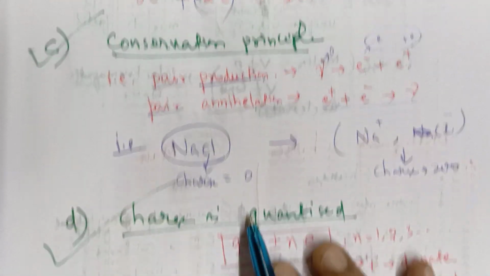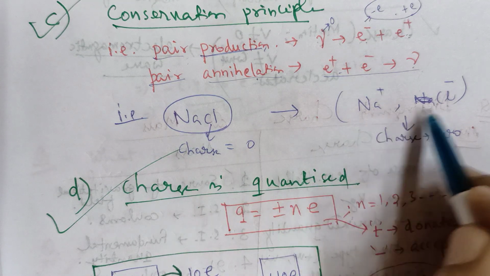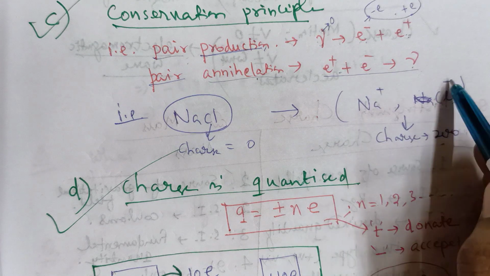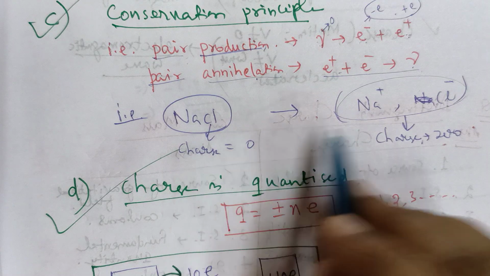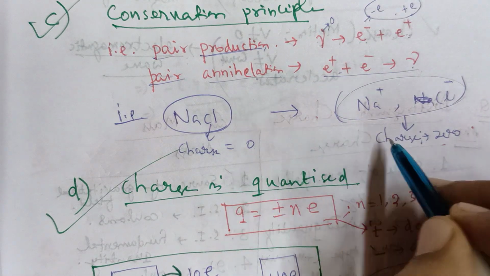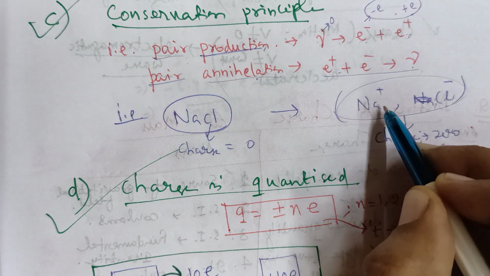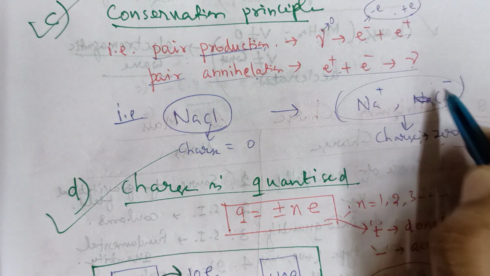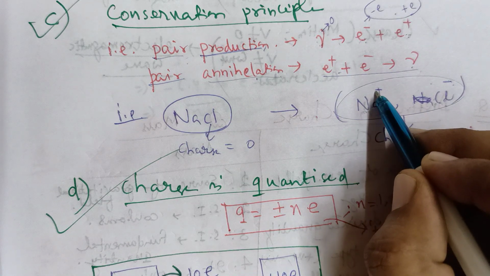Another simple example is sodium chloride. Its charge is 0. If it dissociates into sodium plus and chlorine minus, sodium has a plus charge and chlorine has a minus charge, but the total system charge is 0. That means charge is conserved, neither created nor destroyed, only transferred. Sodium donates 1 electron and chlorine accepts 1 electron. That's why chlorine becomes a negative charge and sodium becomes a positive charge.